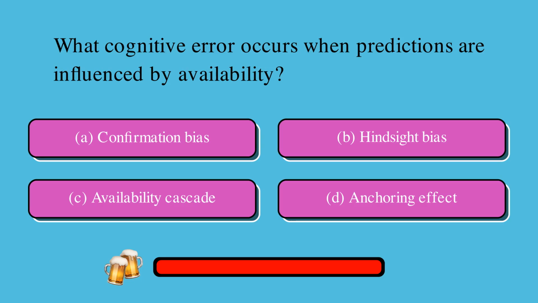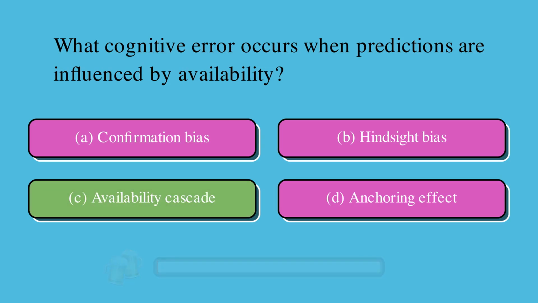What cognitive error occurs when predictions are influenced by availability? Is it A, confirmation bias, B, hindsight bias, C, availability cascade, or D, anchoring effect? The correct answer is C, availability cascade.